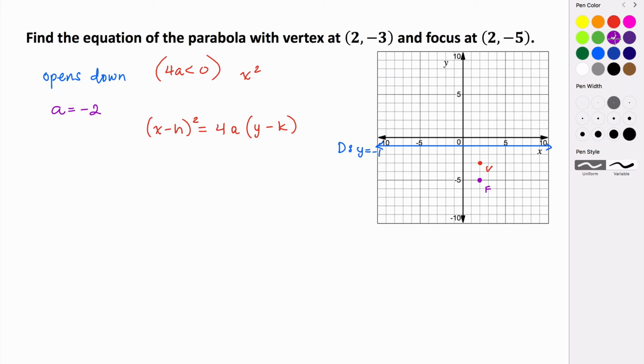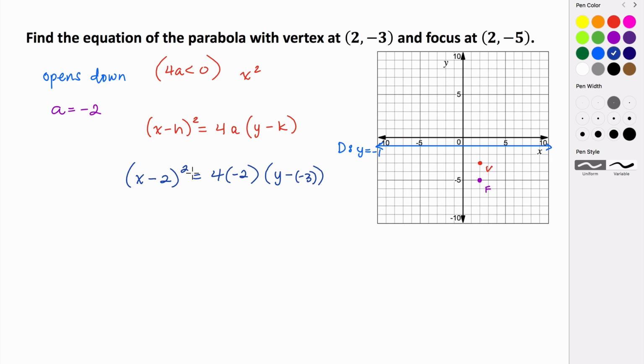And now we know that our vertex is at the point (2, -3), so we can plug in the values of h and k. We know that a is -2 because it opens down. So we can just plug everything in and write our equation. So we have the quantity x minus 2, quantity squared, equals 4 times a, which is -2, times the quantity y minus k, which is -3.